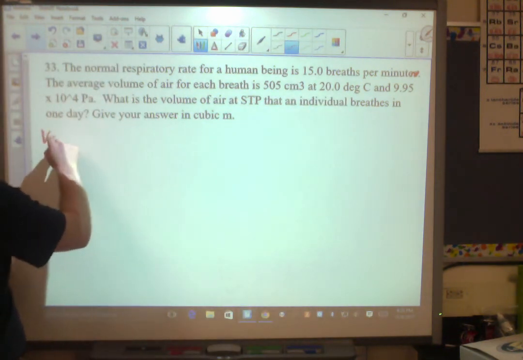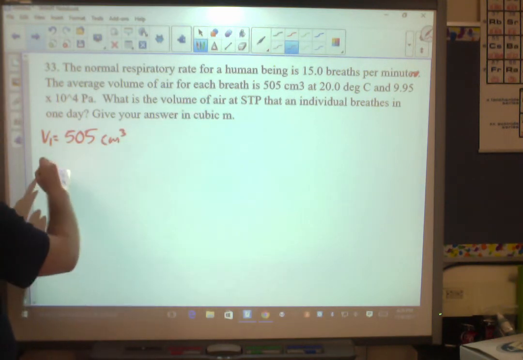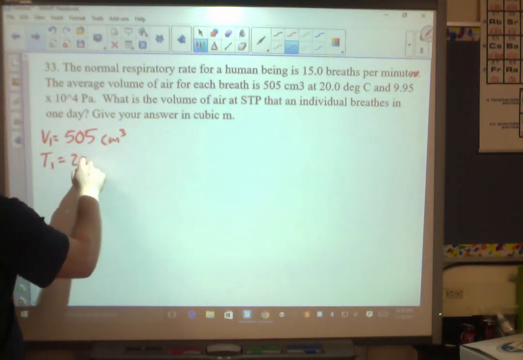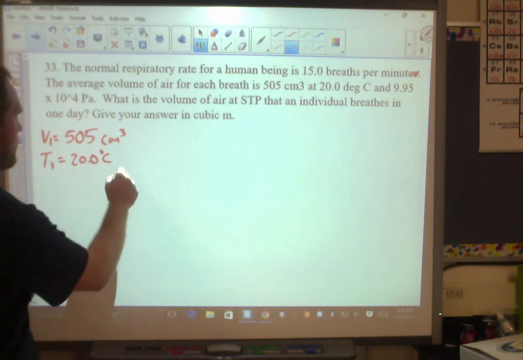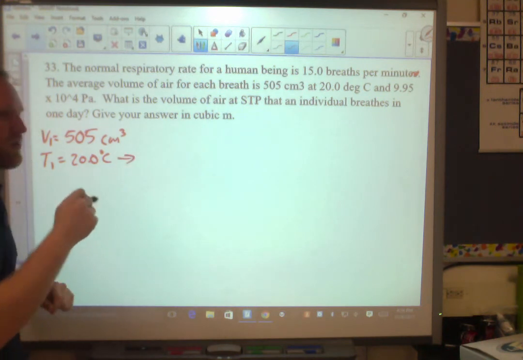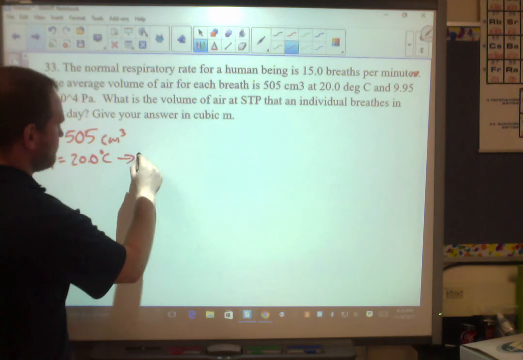So V1 is 505 centimeters cubed. T1 is 20.0 degrees Celsius. Notice, I can't just add 273 anymore because I added 0.0. So I'm going to add 273.15. This I can actually try in my head. Plus 20, 293.